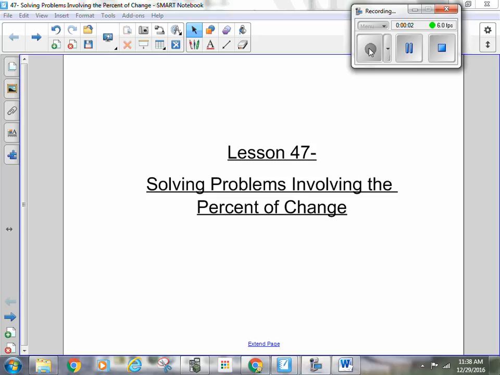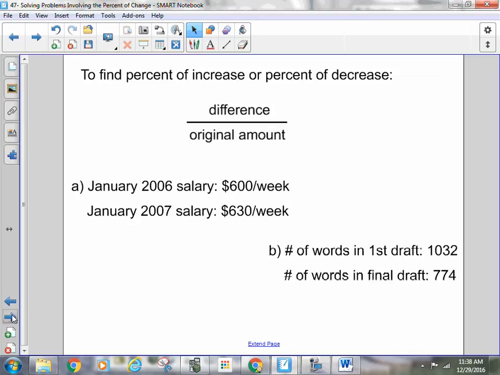Lesson 47 brings us to solving problems involving percent of change. So we've worked on some percentage problems so far this year, and we're going to talk today about percent of increase or percent of decrease. So you find the difference between the original value and the new value.